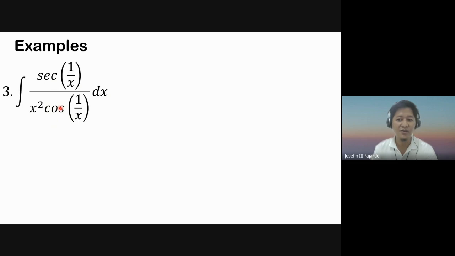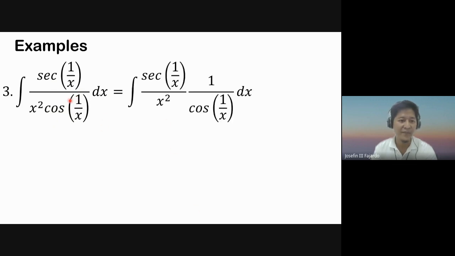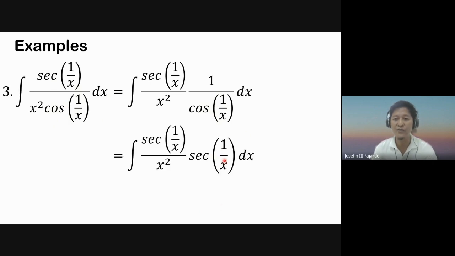Notice, itong cosine of 1 over x, pwede ko siyang i-separate. Diba? I can write it in this manner. So, parang si 1 over cosine 1 over x will just be 1 over cosine 1 over x. Did you see that? Can you see what happened? Parang sineparate ko lang si cosine 1 over x. And then 1 over cosine, if you would remember your trigonometric identities, this is just secant, right? So I can write it as secant of 1 over x.